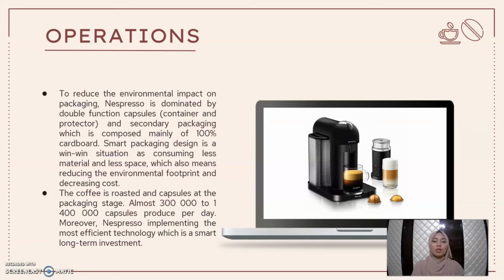The coffee is roasted and put into capsules at the packaging stage. Almost 300,000 to 1,400,000 capsules are produced per day. Moreover, Nespresso is implementing the most efficient technology, which is a smart long-term investment.